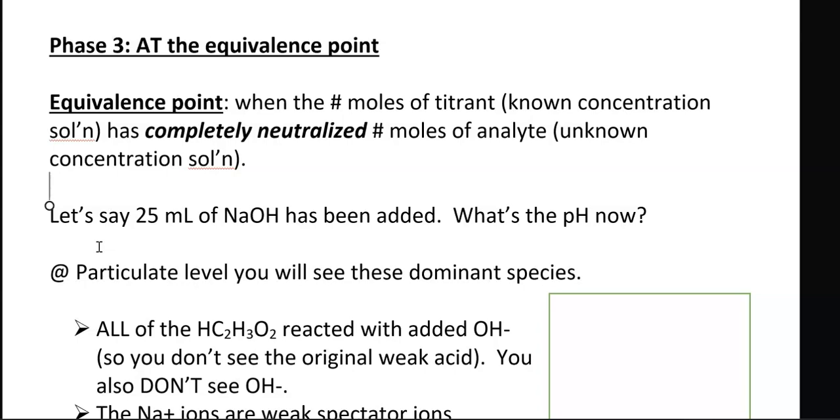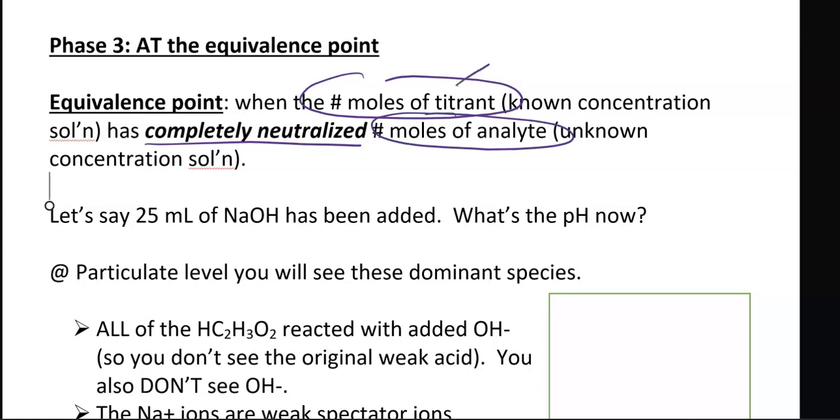So for phase 3, we are now at the equivalence point. Yay! This is once again where your moles of titrant have reacted completely, or they have neutralized your moles of analyte. In other words, your moles of base have completely neutralized your acetic acid, specifically the hydrogen part of that weak acid.